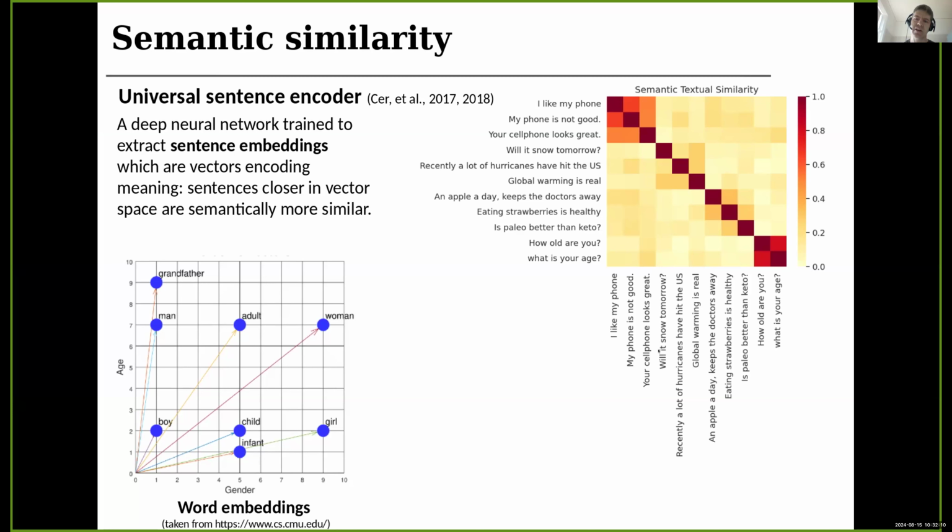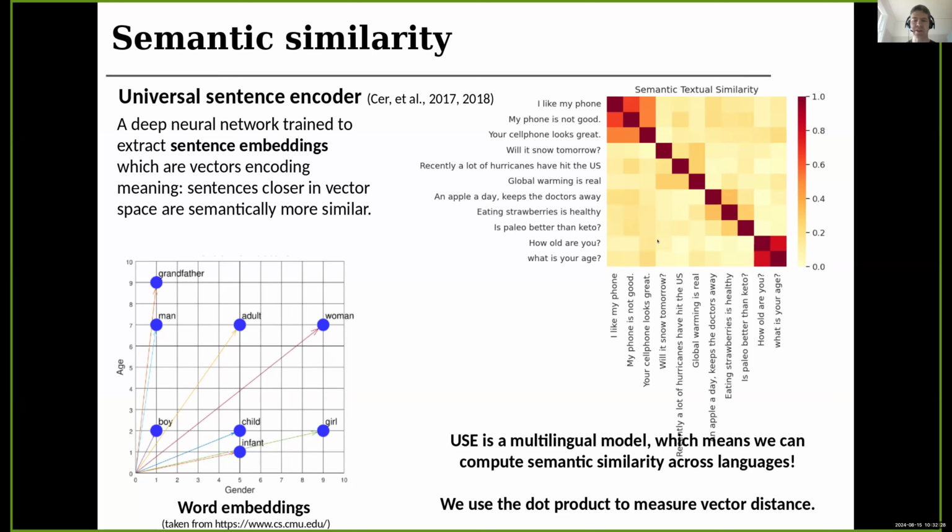Whereas sentences like, will it snow tomorrow, or how old are you, are not very similar. So you have low similarity scores for sentences that basically don't have anything to do with each other. So we can compare sentences. What about different languages? Well, USE is a multilingual model. So it projects sentences across different languages into the same embedding space. So that means we can use it to compute similarity across sentences. So we can compute the similarity of a Portuguese sentence and a Japanese sentence, for example. And that's what we will use to compare sentence similarity.